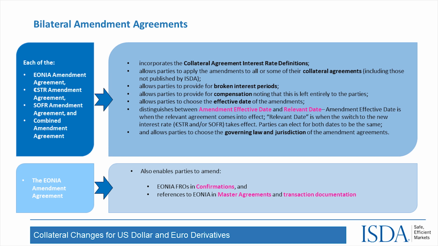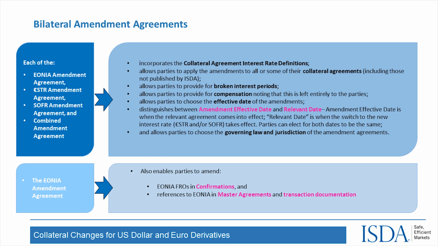All 4 templates allow parties to apply the amendments to all or some of their collateral agreements. So we will have a look on the next slide at the scope of the documentation covered by these templates. They allow parties to select the date on which the amendments will apply, which means that parties could apply the amendments to the middle of an interest period. Because of that, all of the templates contemplate that the parties will provide for what happens if there is a broken interest period, if the change takes effect in the middle of an interest period.